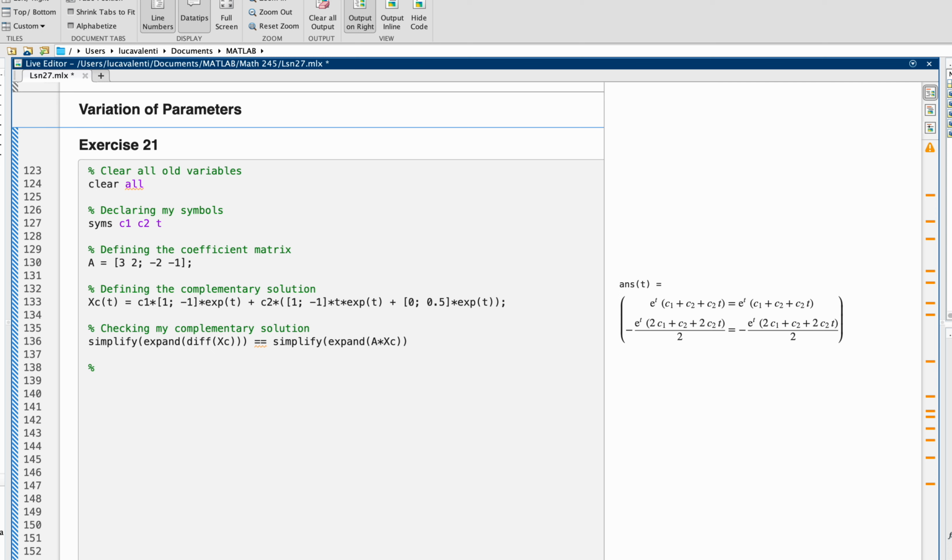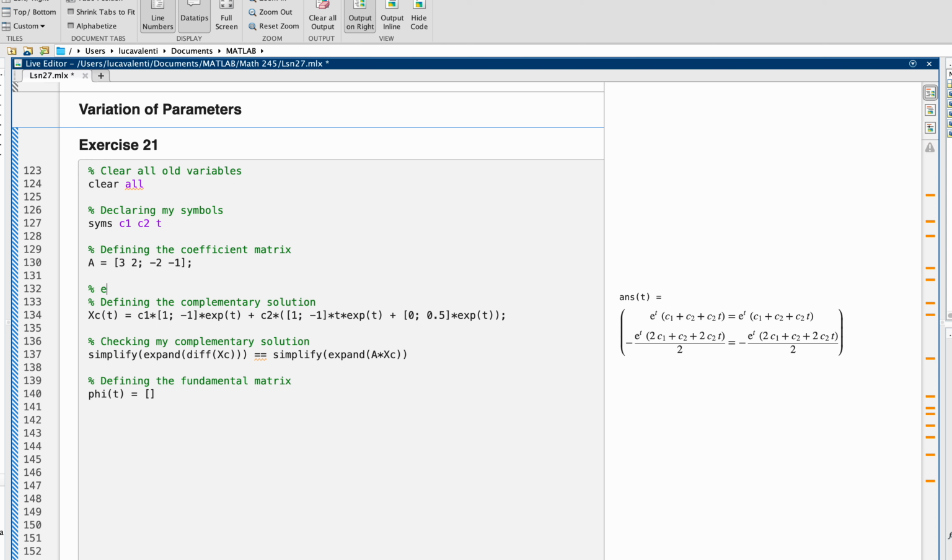So now, getting into finding the particular solution, we need to define the fundamental matrix. So we'll call it phi of t, and it's going to be composed of x1 and x2. So a trick would be to define x1 and x2 here. So defining my two homogeneous solutions.